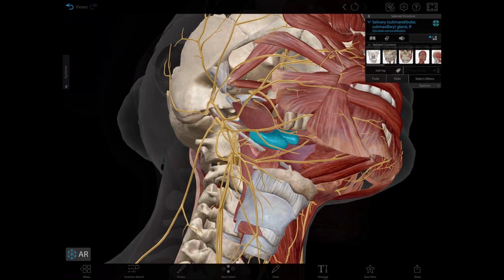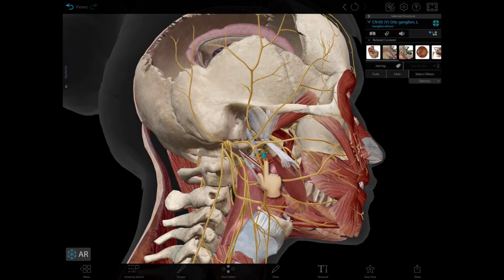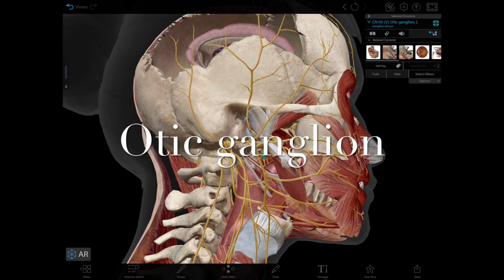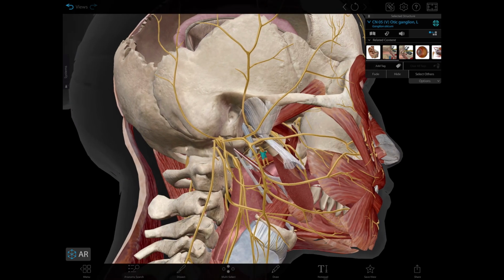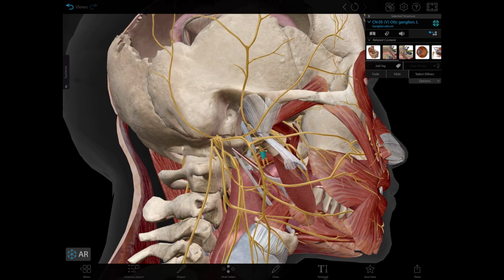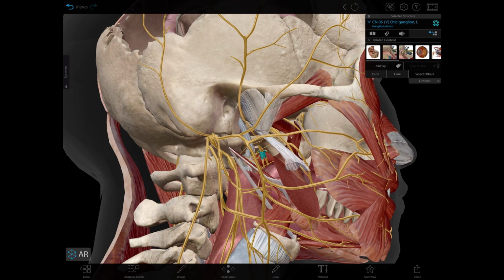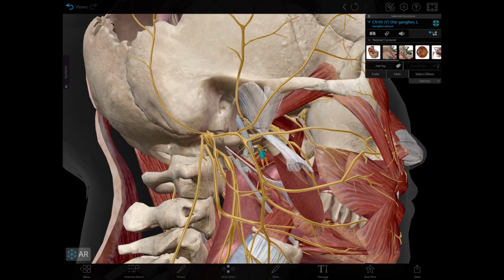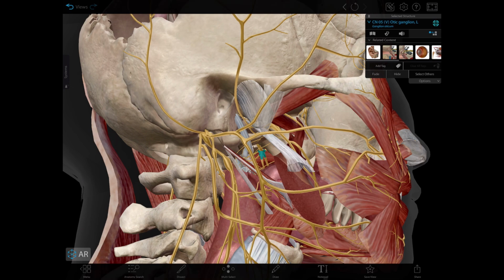This one's right here. Now, the otic ganglion is a small parasympathetic ganglion located in the infratemporal fossa, just inferior to the foramen ovale and medial to the mandibular nerve. It receives preganglionic parasympathetic fibers from the glossopharyngeal nerve via the lesser petrosal nerve. The postganglionic parasympathetic fibers leave the otic ganglion and join the auriculotemporal nerve, traveling with the auriculotemporal nerve to reach the parotid gland, which they supply.